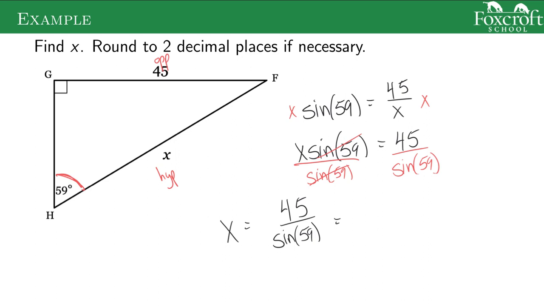And again, just type that into a calculator: 45 divided by sine of 59. Nice thing with Desmos is you just type it just like you write it. Again, if you have your calculator in the wrong setting, you'll get 70 as your answer. But if you have it in degrees, because we're using an angle in degrees, you're going to get 52.50 for your answer when you round correctly.